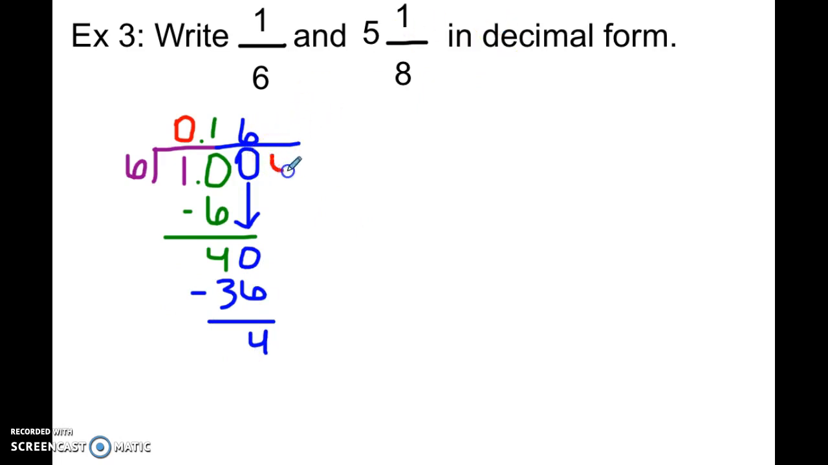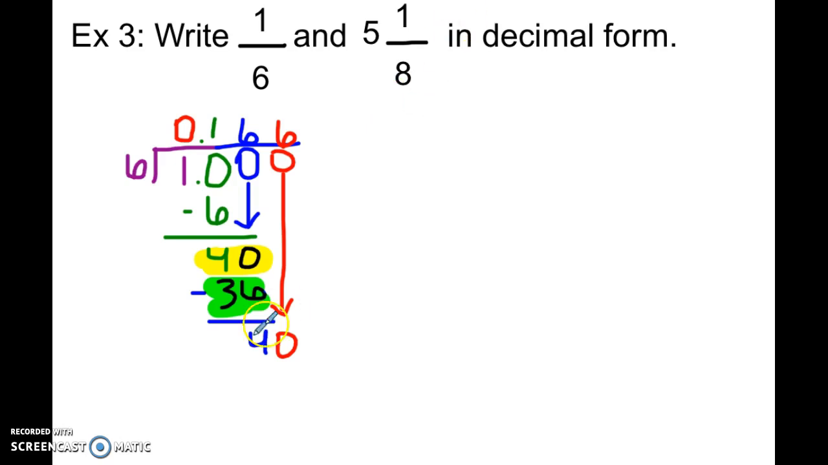I'll add another 0. Carry that down. And I've got 40 again. 6 goes into 40. Oh, hey, that's what we did last time. Because every time it looks like I'm going to have 40 after I bring down the 0, and then I'm going to have that 36, since 6 times 6 is 36, this value is going to keep repeating up here. I'll have another 6 and another and another and another.